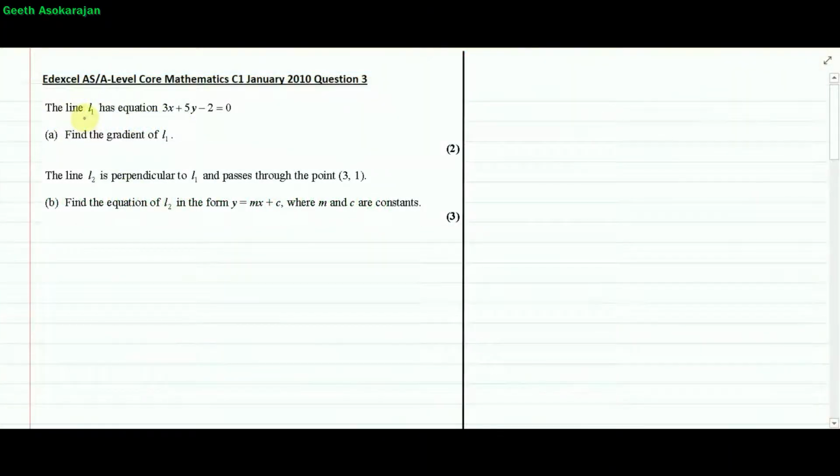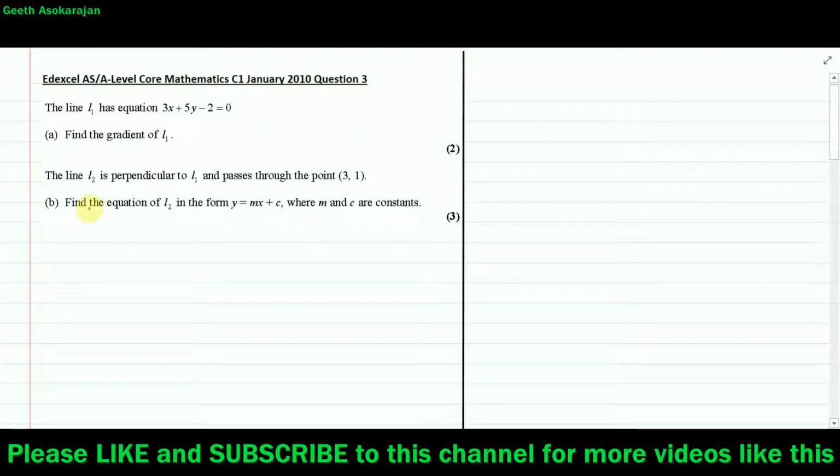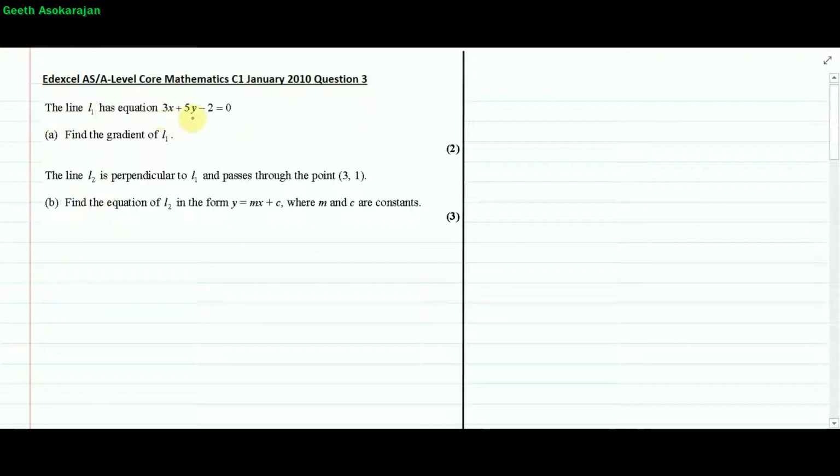Right, another past examination paper question. This was an A level core mathematics C1 paper question from January 2010, and this is question number three of that paper. So let's have a read. The line L1 has equation 3x + 5y - 2 = 0, and in part A, we need to work out the gradient of L1.